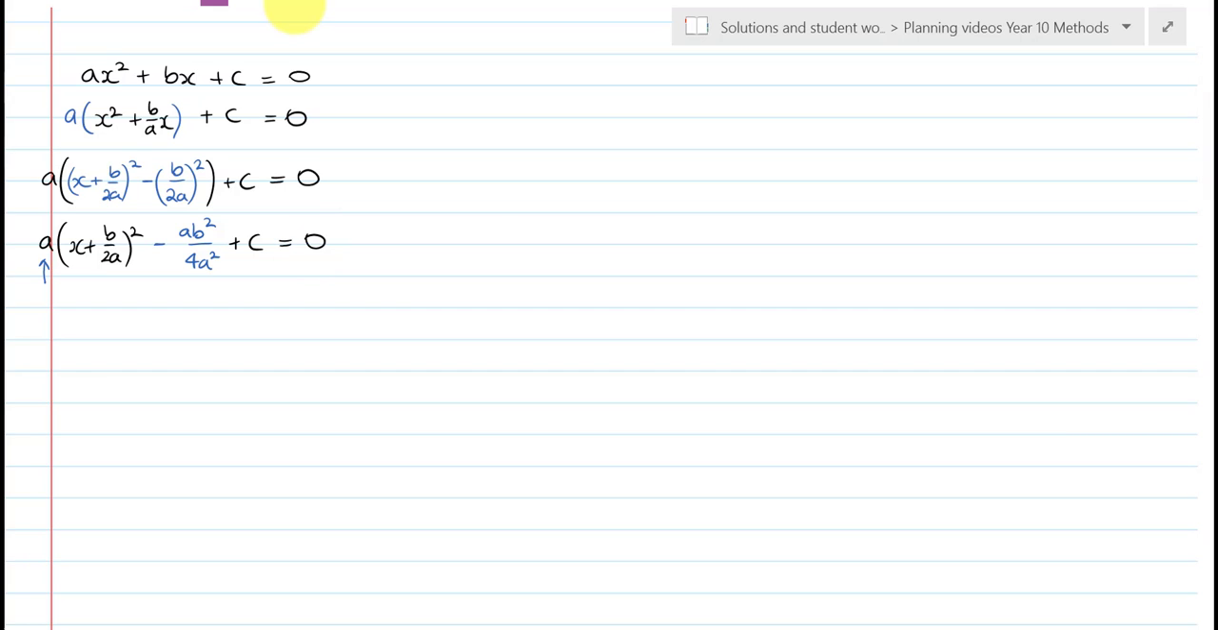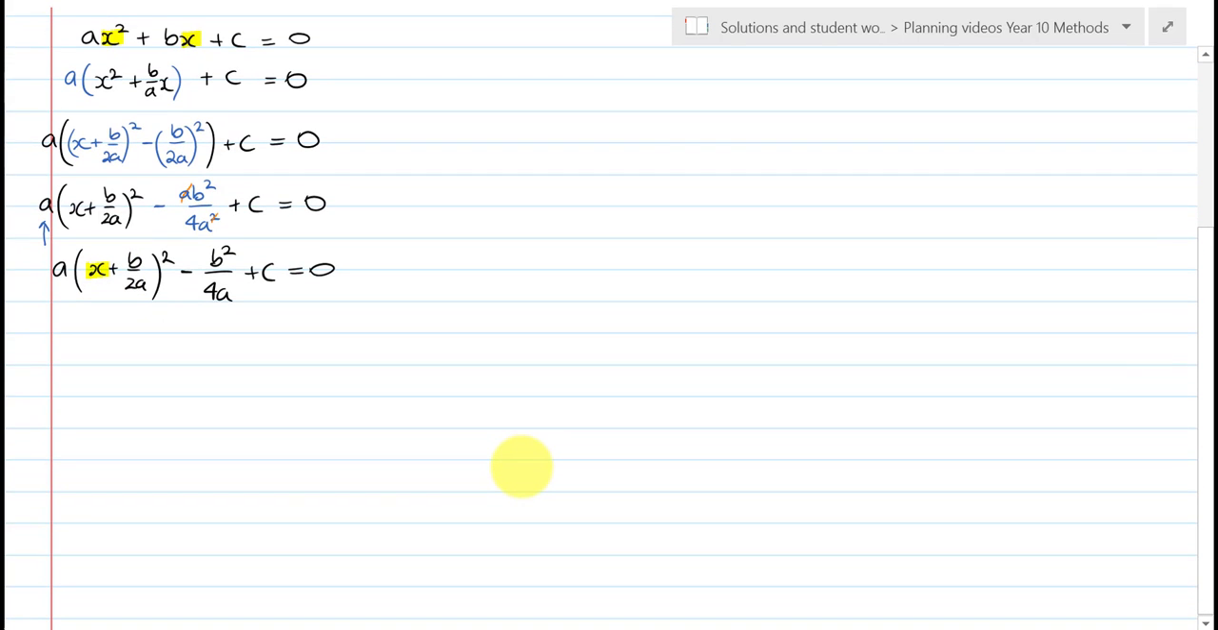And so now I'm going to recognise there's a simplification that can take place there, and I'll write down my current position. I've got a times x plus b over 2a squared minus b squared over 4a plus c is equal to 0. Now at this point it's nice to recognise here that we've moved from the original equation with 2 x terms to an equation with just one x term, which is our ultimate goal. So that's good. And now I can just go through the normal procedures to solve this equation.